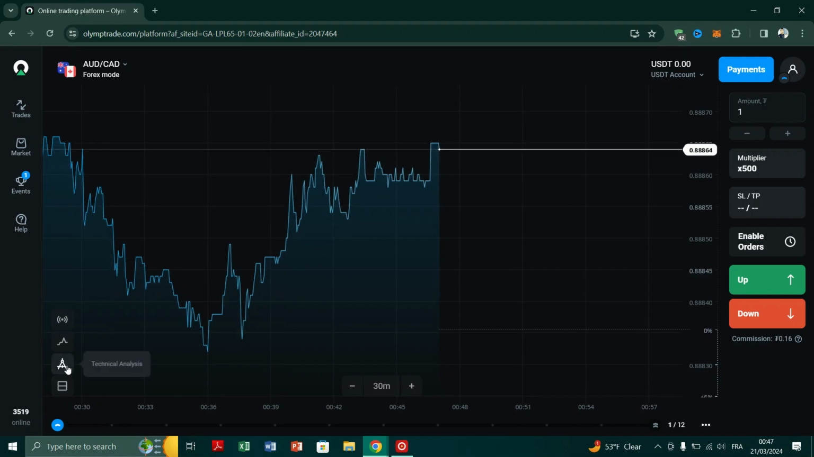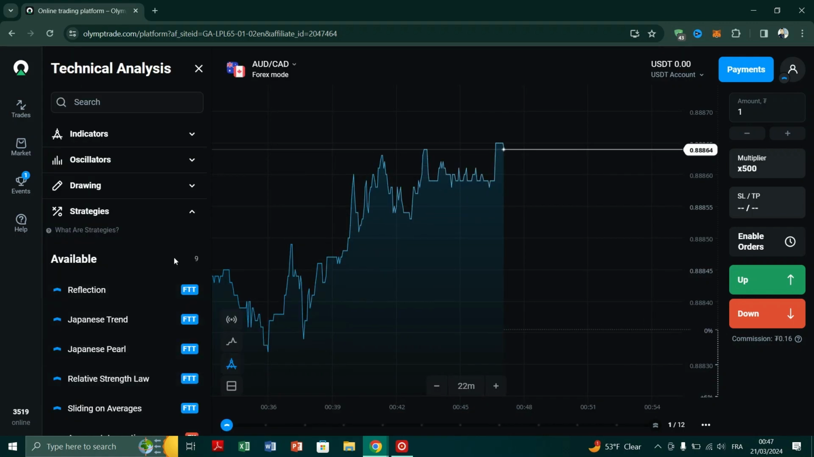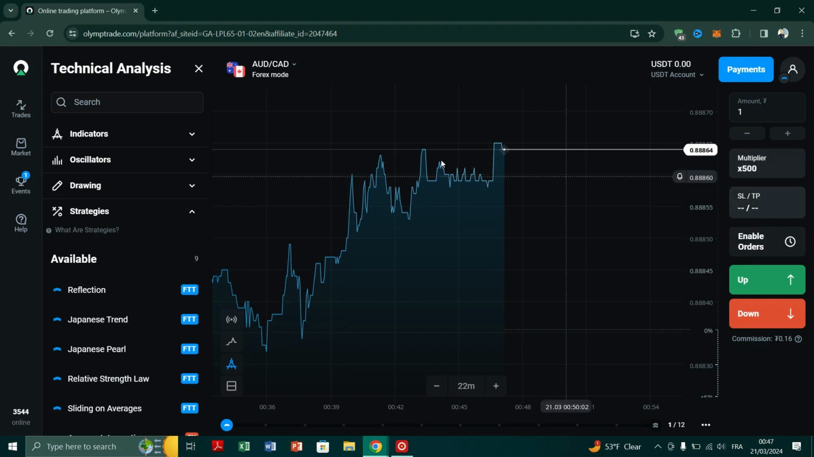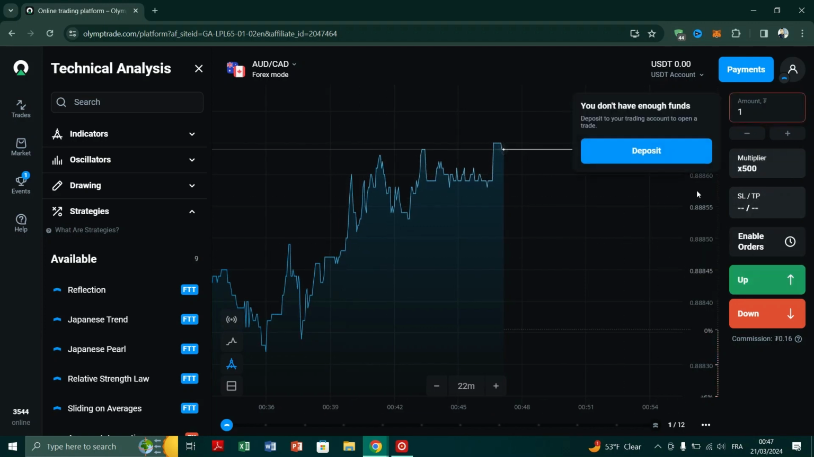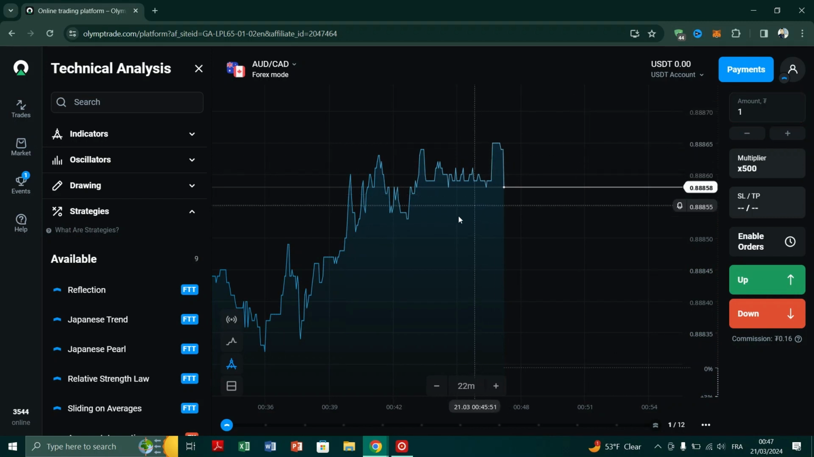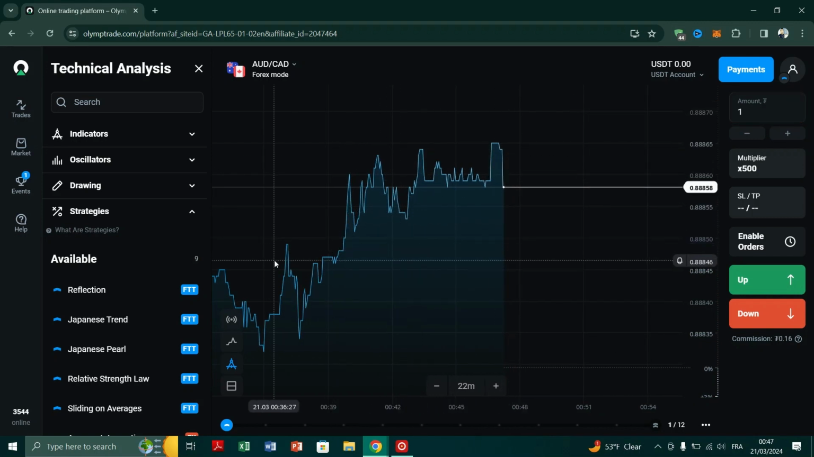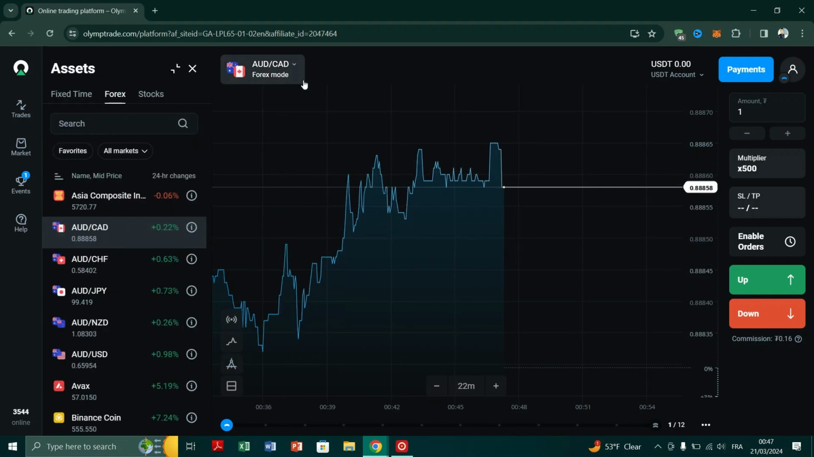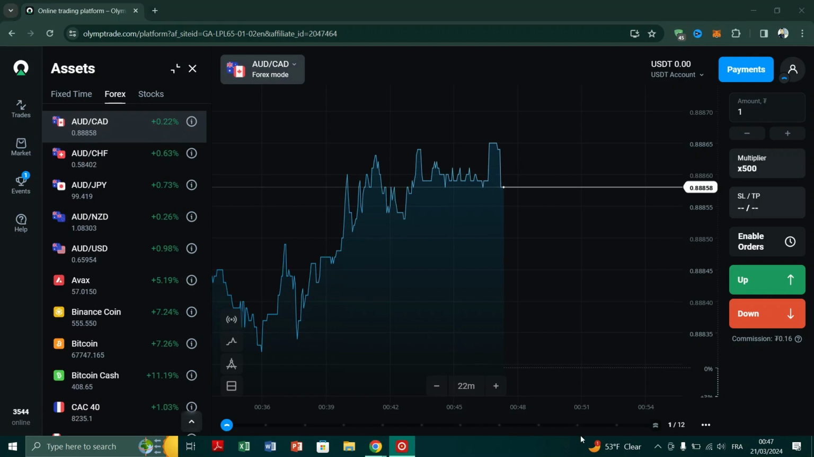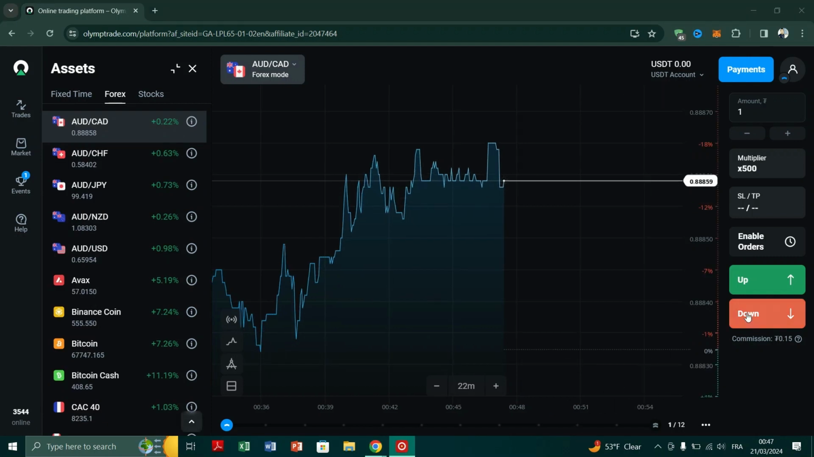Once you have identified your entry and exit points, proceed to place your trade on the Olymp Trade platform. Select the desired asset and specify the trade parameters, including the investment amount and duration. Consider setting a stop-loss order to limit potential losses if the market moves against your position.